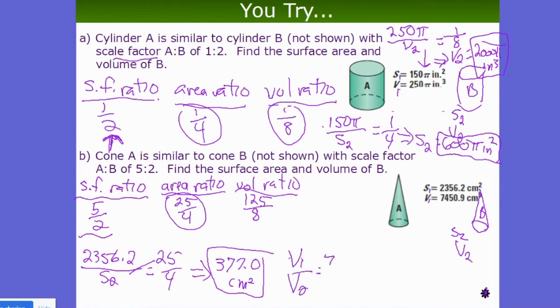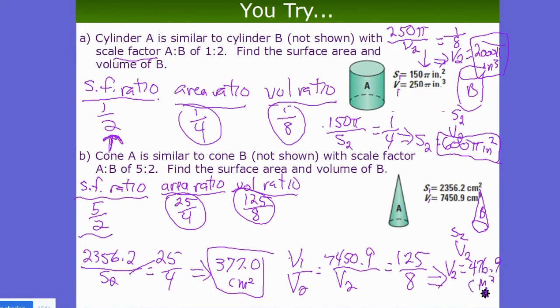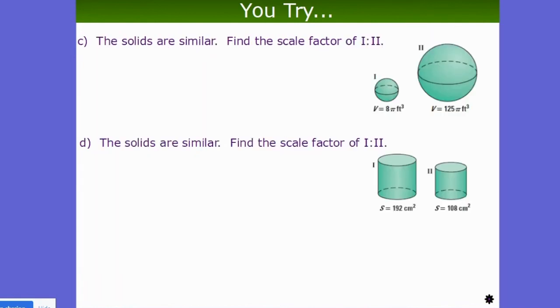And then the volume ratio, the volume we know to the volume we want. So that would be 7450.9 over volume 2 is in the volume ratio of 125 to 8. Do your cross product magic. You should get the second volume to be 476.9 to the nearest tenth cubic centimeters. These are the final 2.